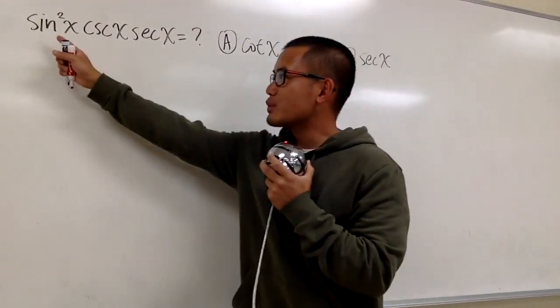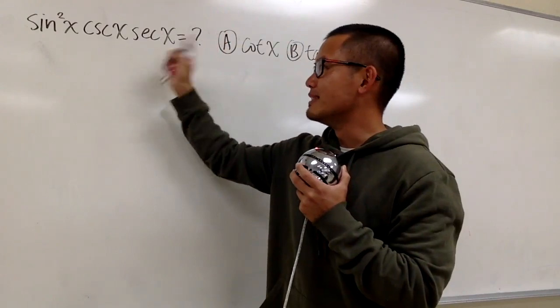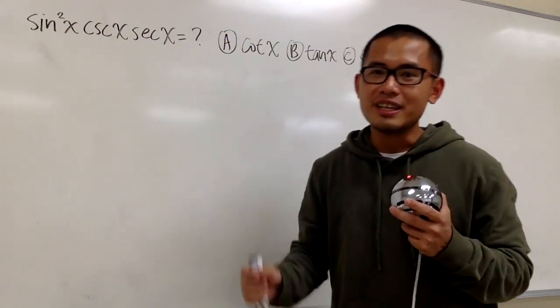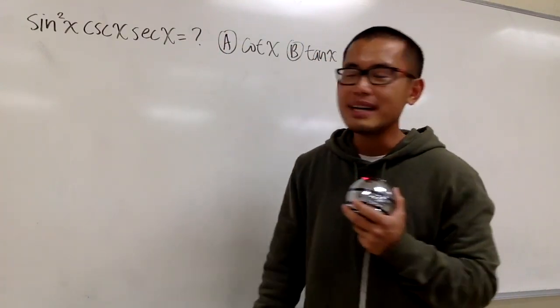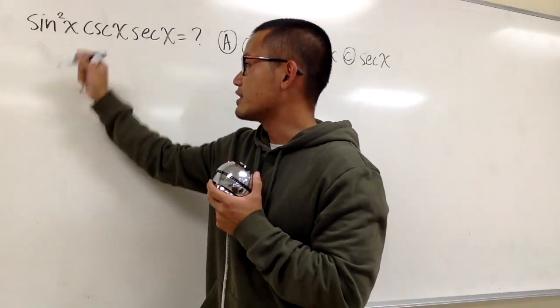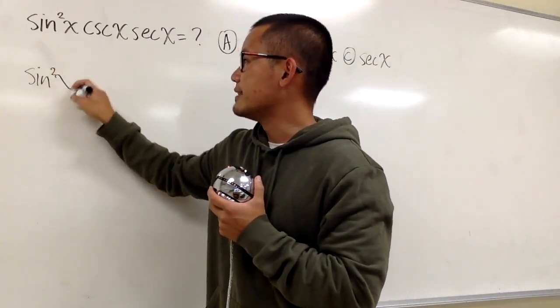Okay, here we have sine squared x times cosecant x times secant x. And the good old strategy is let's work with sine and cosine only, right? So for the sine squared x, that's good. We'll just write it down as how it is, sine squared x.